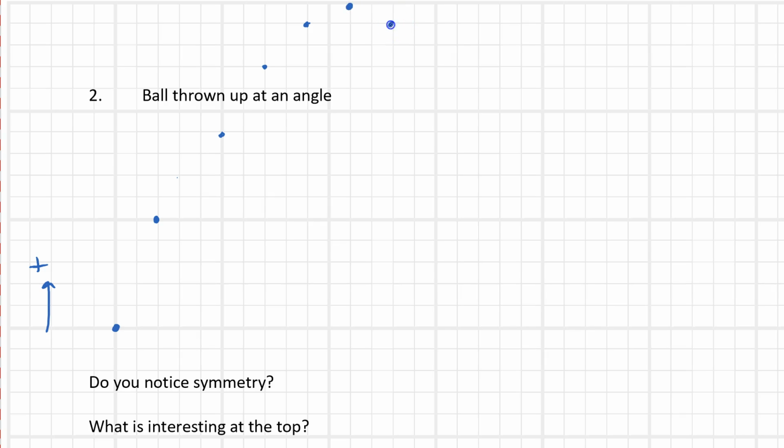So you see the kind of pattern I'm doing. I'm always going over 2 to the right between dots, but I'm always changing the other ones. 1, 2, 1, 2, 3, 4. 1, 2, 1, 2, 3, 4, 5. So I end up over there. So I have a nice parabola here.